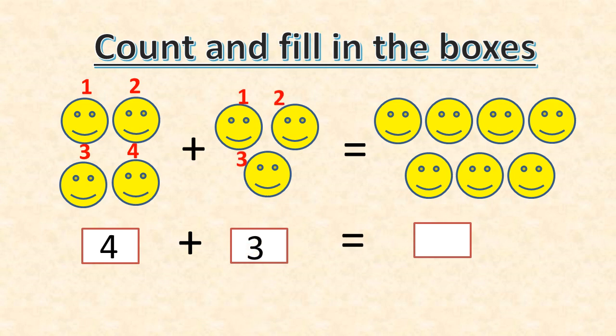4 plus 3 equals dash. So again you just count with me. 1, 2, 3, 4, 5, 6, 7. We got number 7. So 4 plus 3 equals 7.